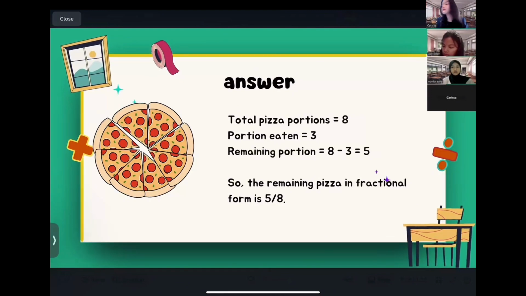Yes, 8, that's correct, Novita. The denominator here is 8. So the total pizza portions would be 8, and the portion eaten is 3. So how many is the remaining portion? We subtract 8 minus 3 equals 5. So the remaining pizza in fractional form is 5/8. Now, how do we say it again? 5/8. Yes, that's correct.